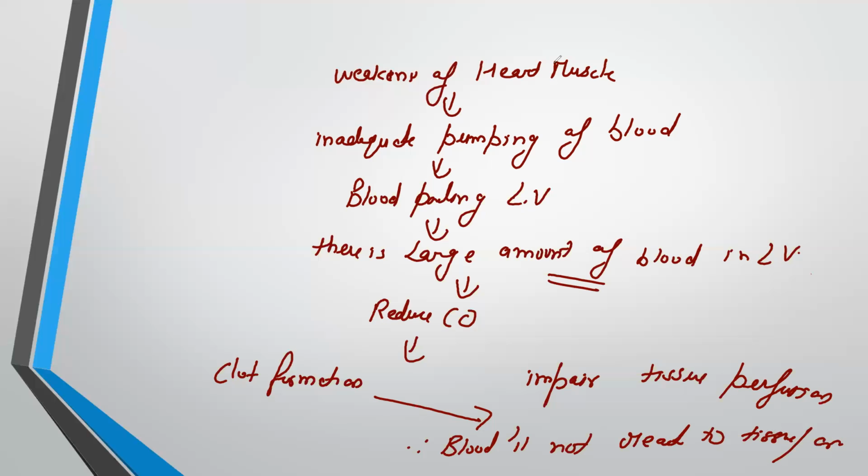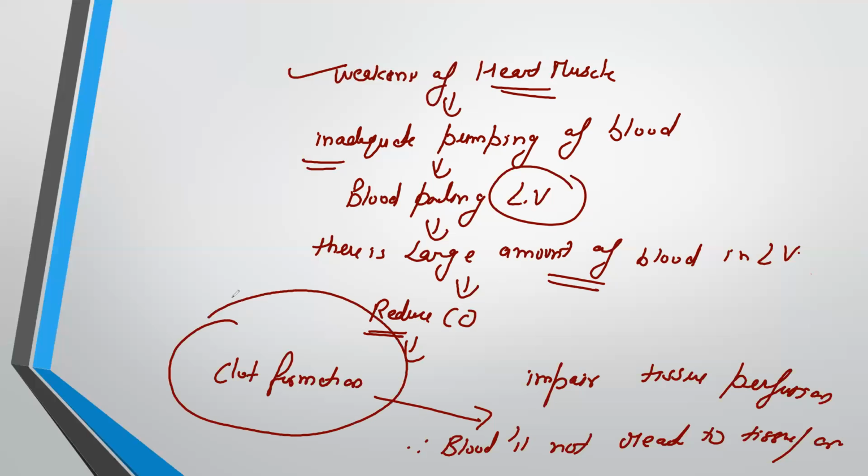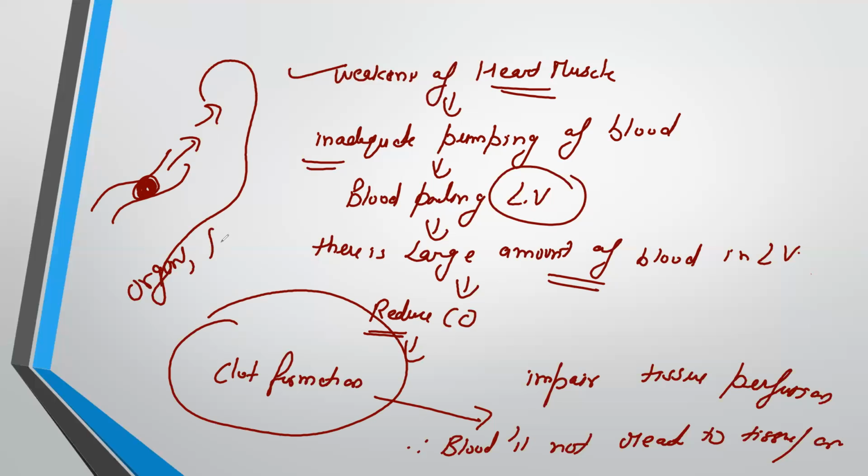So understand the first diagnosis: there will be weakening of the heart muscles, and when the heart muscle is weak, there is inadequate pumping of blood. So the blood will pool in the left ventricle, and when a large amount of blood remains in the left ventricle, it will reduce the cardiac output. And due to the large amount of blood, there will be clot or thrombus formation. It can be a complication. If there is a clot formation in any artery, blood will not be able to reach all the organs or tissues, and that can lead to ineffective tissue perfusion. So this is our first diagnosis.